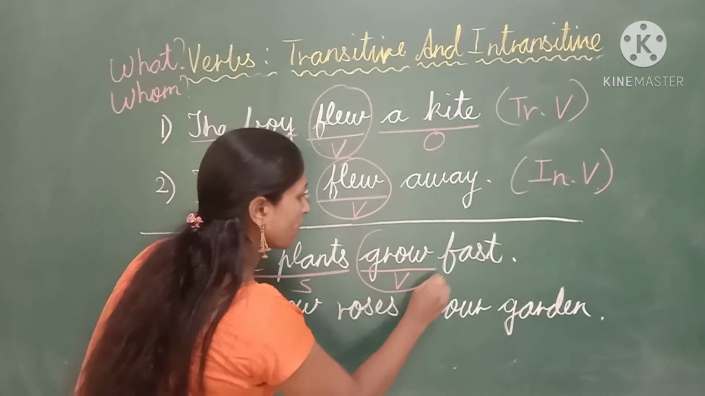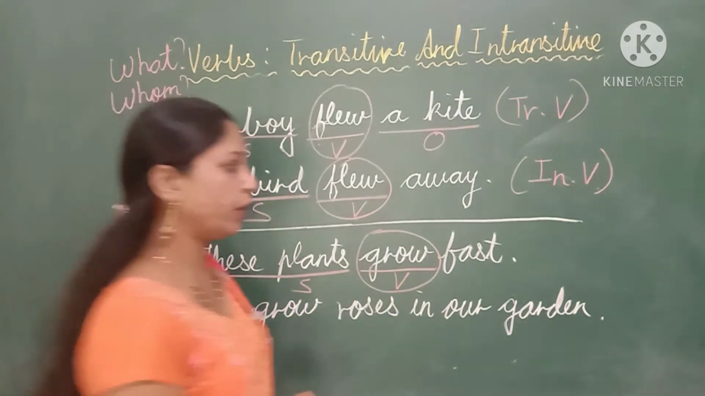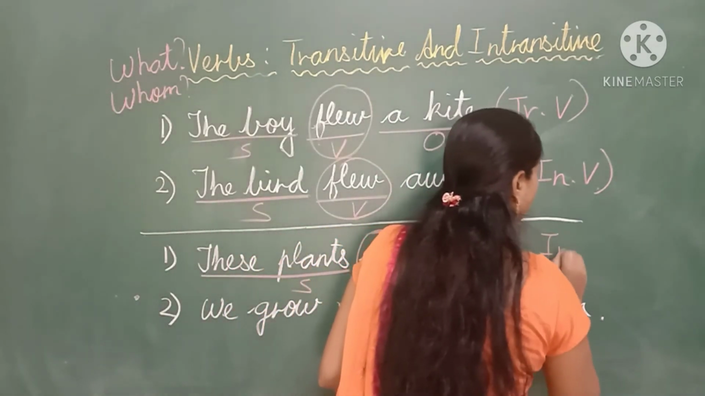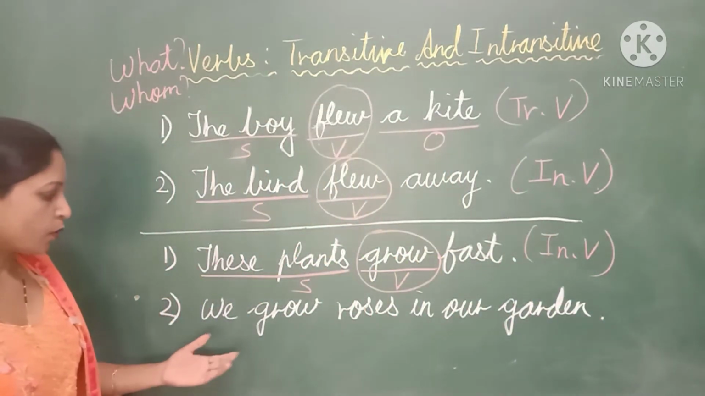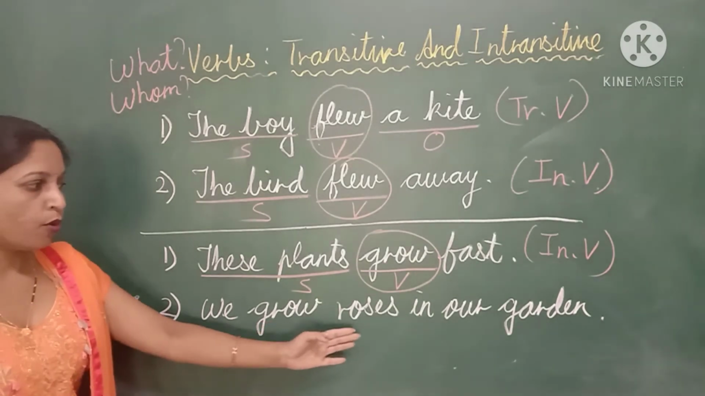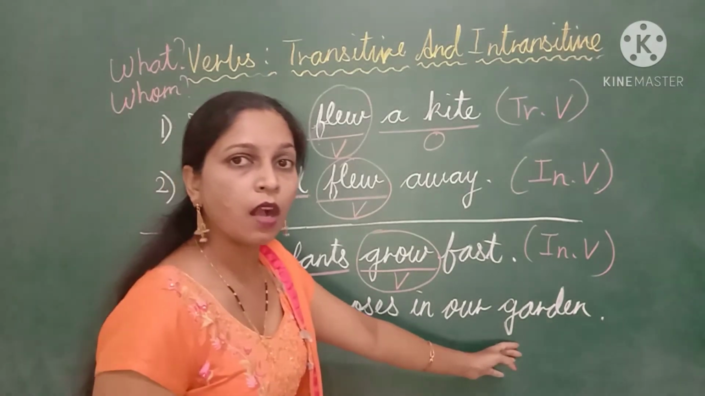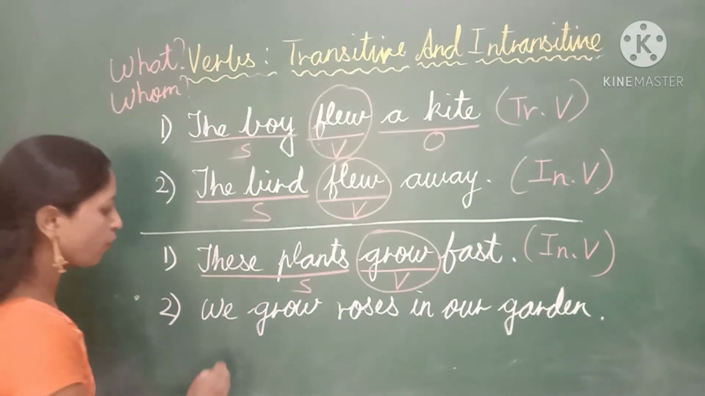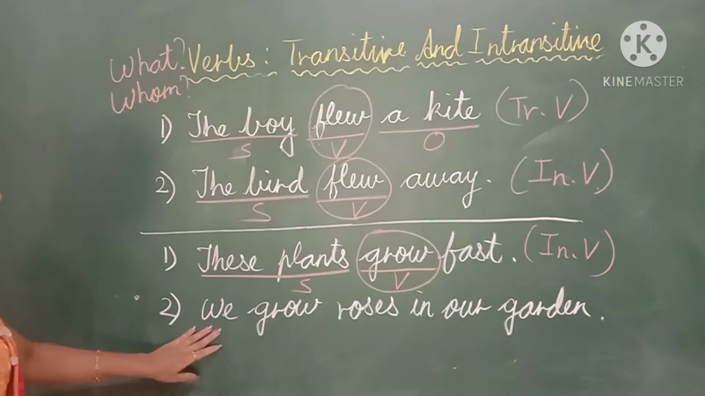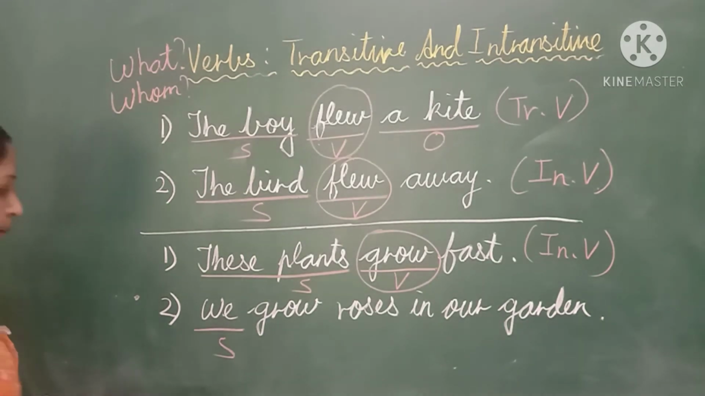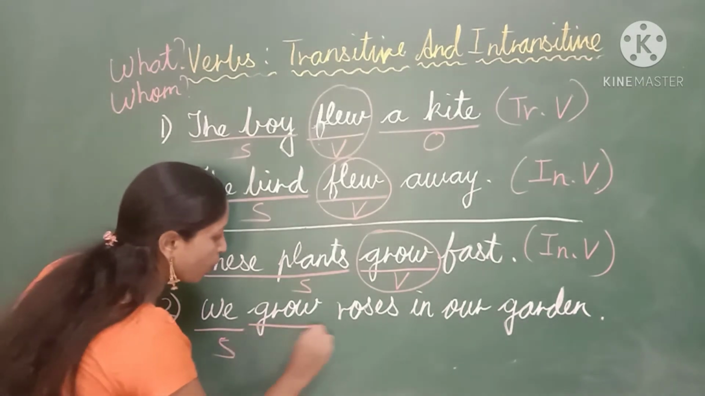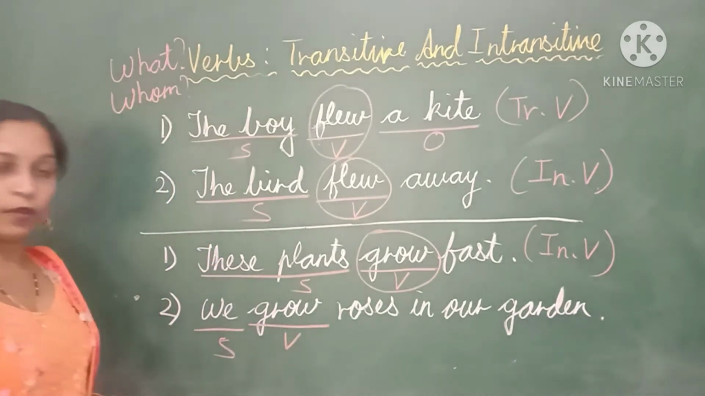So, the verb grow over here is intransitive. Okay. Now see the next one. We grow roses in our garden. Here we are talking about we. We is the subject. Then grow becomes the verb.